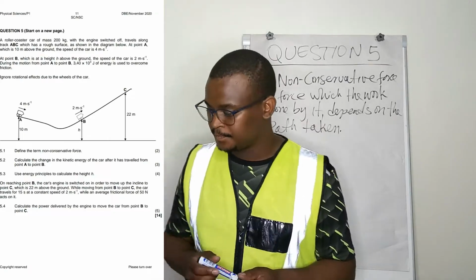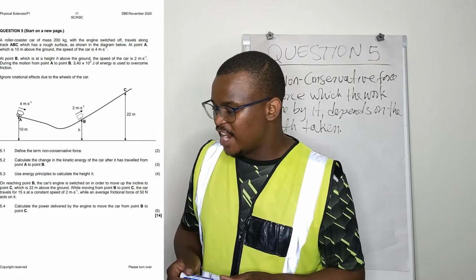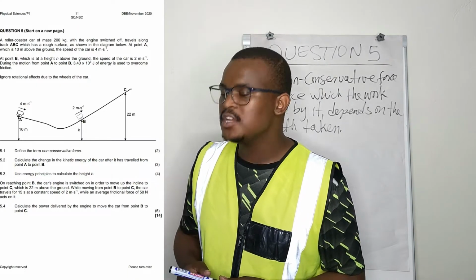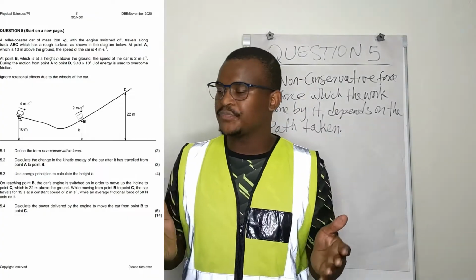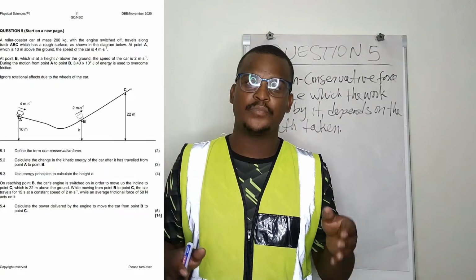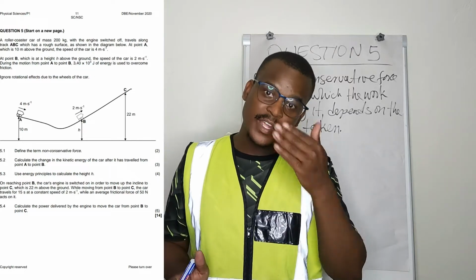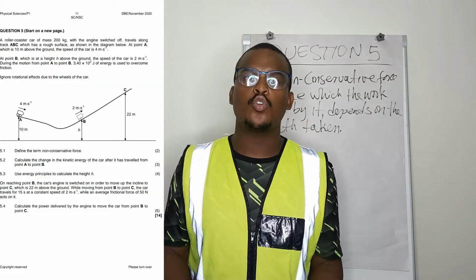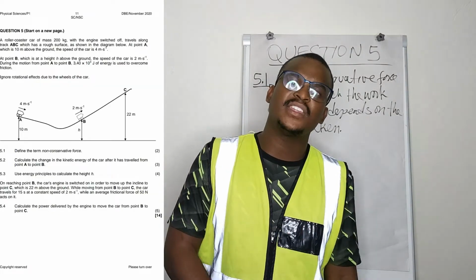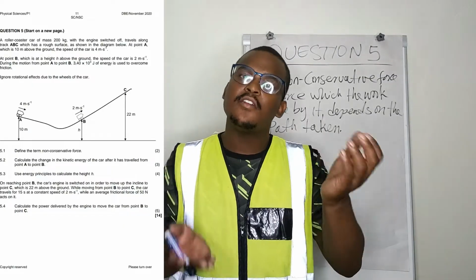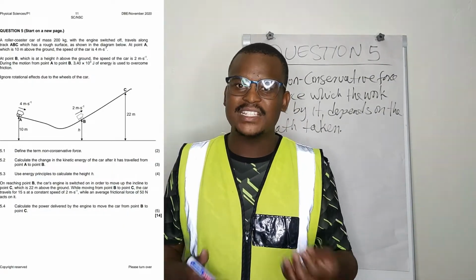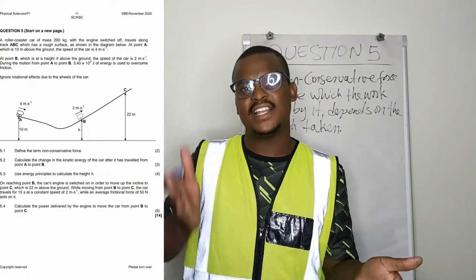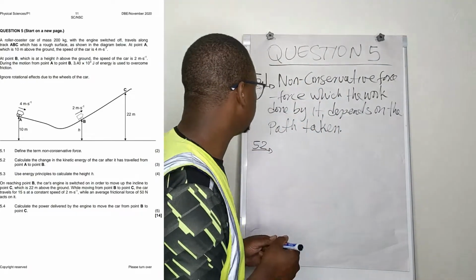5.2 reads as follows. Calculate the change in kinetic energy of the car after it traveled from point A to point B. So they want us to calculate the change in kinetic energy of the car from point A to point B. As you might know, if you want the change, it means final minus initial, so you must have the final kinetic energy and the initial kinetic energy. Then you find the difference between the two. That's how you find the change. If you want the change in velocity, it's final velocity minus initial velocity. So that's what we are going to do here.